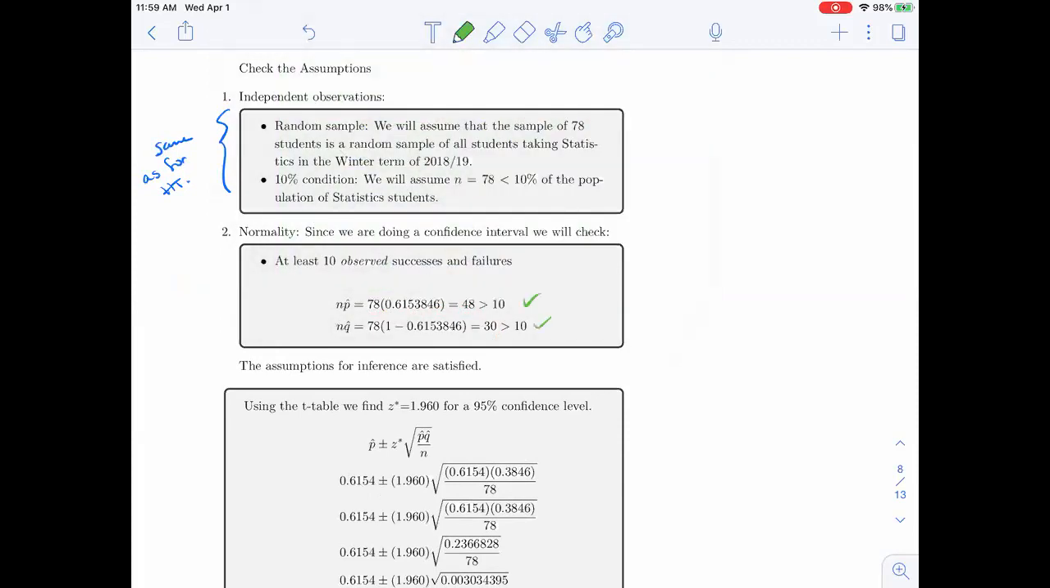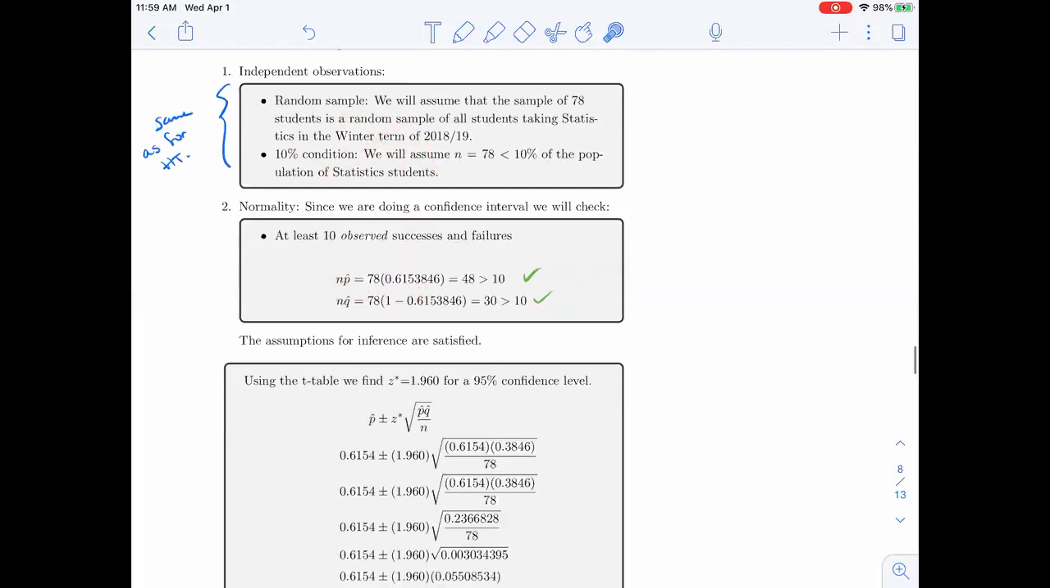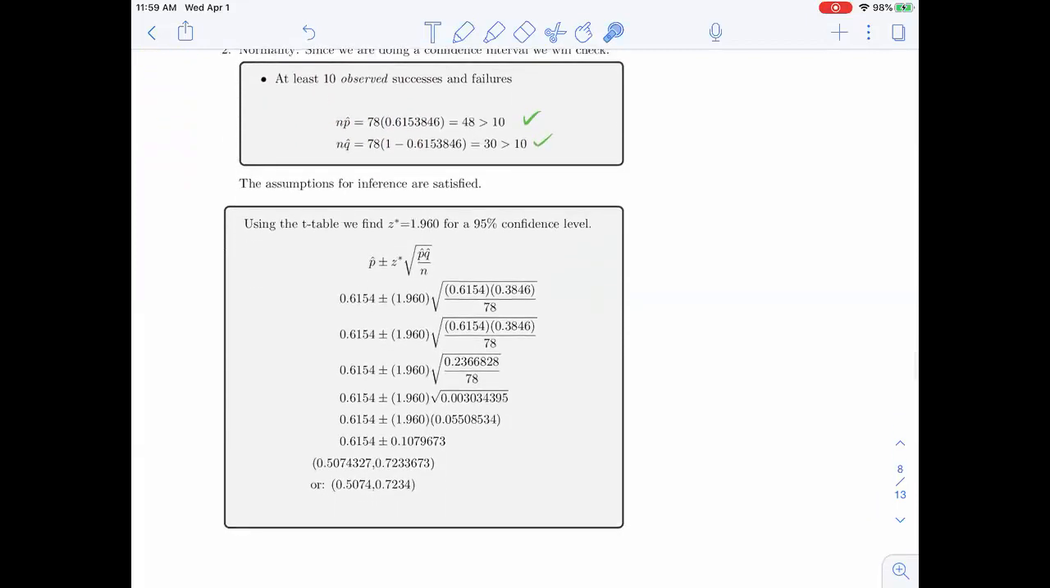So these both check out. One thing to remember about these conditions when we're checking them, they will always check out, right? So if you're finding that they're not going to work, you're probably doing it wrong. It's not a matter of actually checking to confirm if we can continue. It's more about jumping through the hoops of checking these assumptions. But for our problems, we will just argue that they will always work. So then we can say that the assumptions for inference are satisfied.